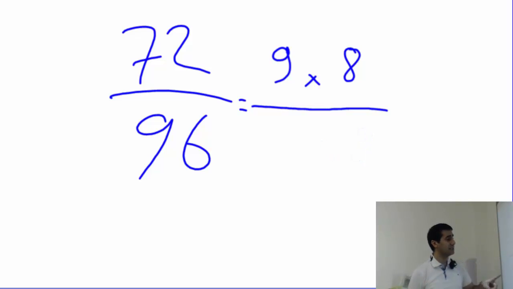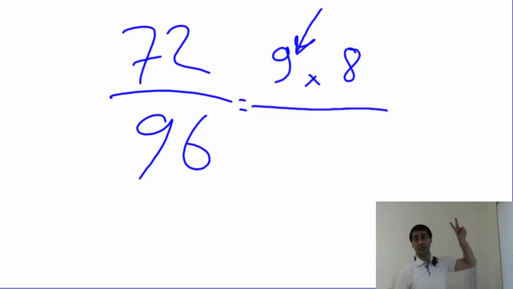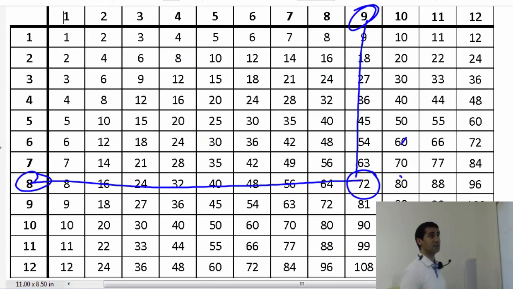Can I get 96 from the multiplication table of 9? There are 2 ways to do this. Either look at the multiplication table. If you know it, that's great. But if not, look at the multiplication table of 9. Do I have 96? I have 90. I have 99. I don't have 96. So that's one way.